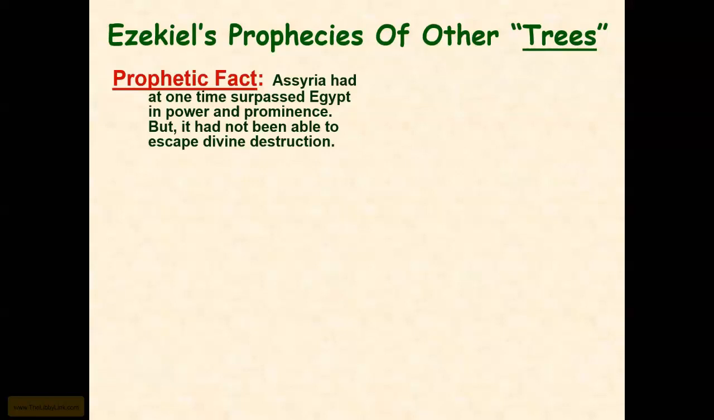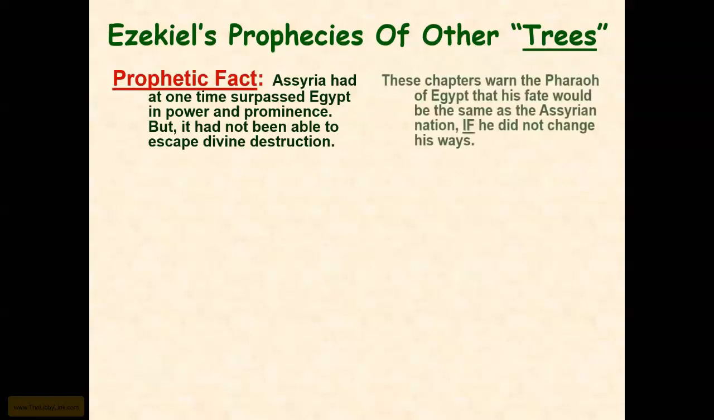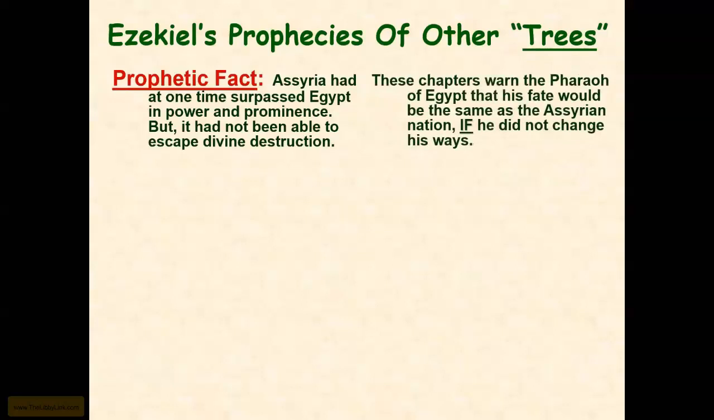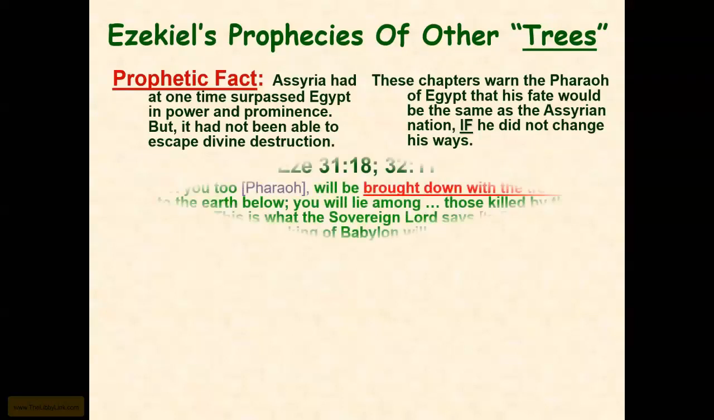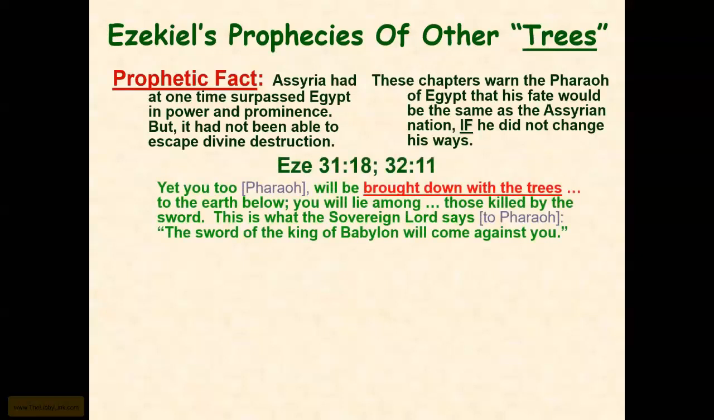He ended up returning with a shamed face to his own land, and that's recorded in 2 Kings 19, 2 Chronicles 32:21, and so forth. Ezekiel's chapters warn the Pharaoh of Egypt that his fate would be the same as the Assyrian nation if he did not change his ways. Yes, many decades before, Ezekiel had already predicted the fate of Egypt's Pharaoh, comparing him to a tree. Let's read what he wrote.